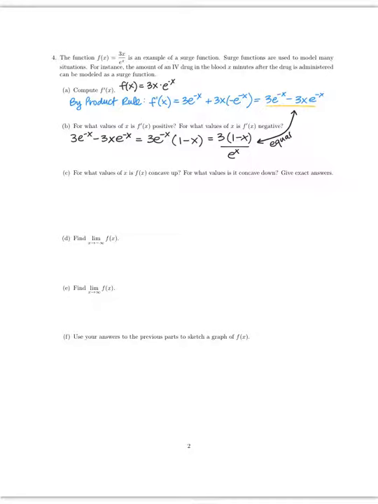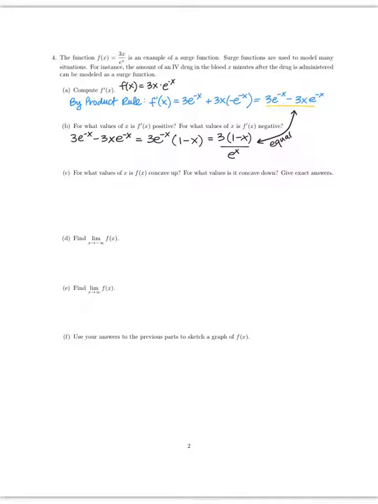So all of a sudden, all we're really looking at is 3 times 1 minus x, and asking ourselves, hey, when is that positive? When is that negative? Well, to simplify that even more, 3 is always positive. So really the sign change is coming from the 1 minus x chunk. If the 1 minus x chunk is positive, the whole thing will be positive. If the 1 minus x chunk is negative, then the whole thing will be negative.